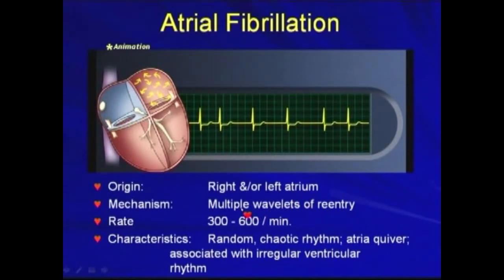It's suggested to be due to multiple wavelets of re-entry, and the atrial rate is typically 300 to 600 beats per minute. It's a random, chaotic rhythm with atrial quiver and is associated with an irregular ventricular rhythm.